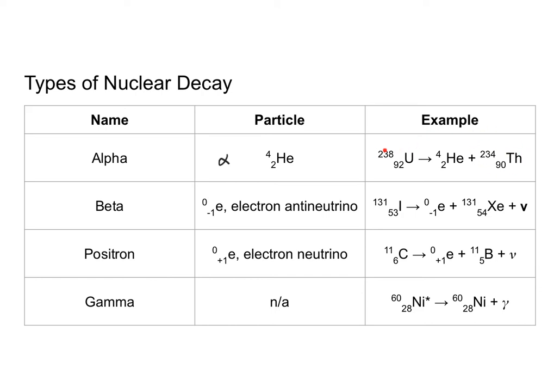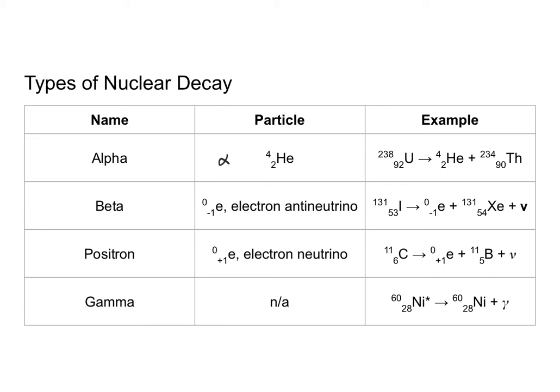You can see here our numbers all balance. We start with a total nucleon number of 238, and we end with a total nucleon number of 238 as well, 4 plus 234. Similarly, we end with the same number of protons that we started with. So uranium starts with 92 protons, and those 92 protons are split in the end between 2 in our helium and 90 in our thorium.